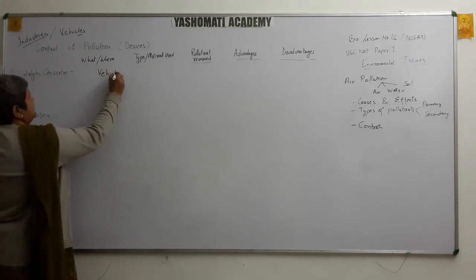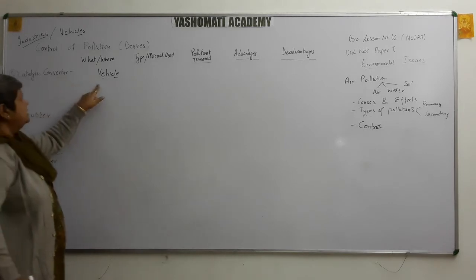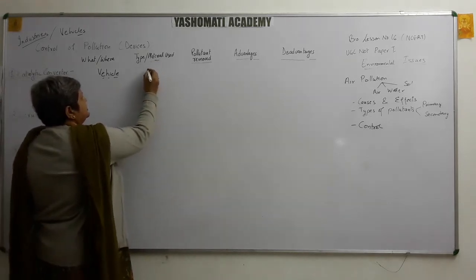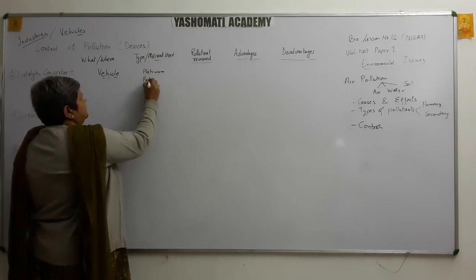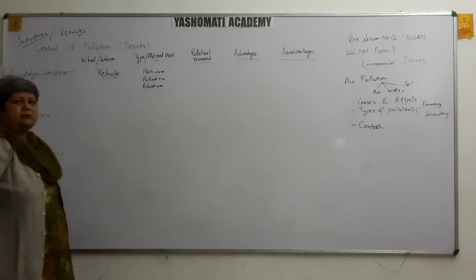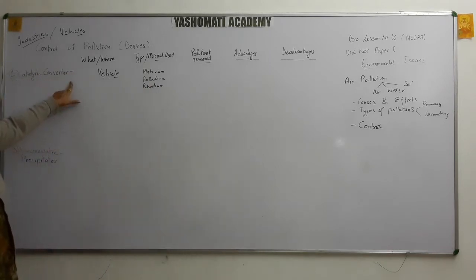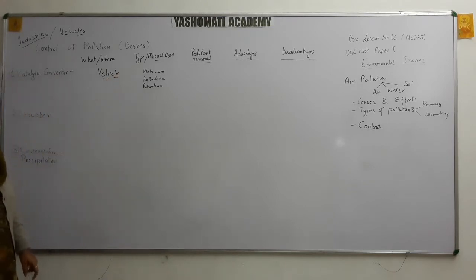This is a kind of device which is used to control vehicular pollution, and the material used in this device is platinum, palladium and rhodium. These are the catalysts which are being used to control vehicular pollution. They are packed in a device which is attached to the exhaust of your vehicle, with the cars or with the motorcycles.